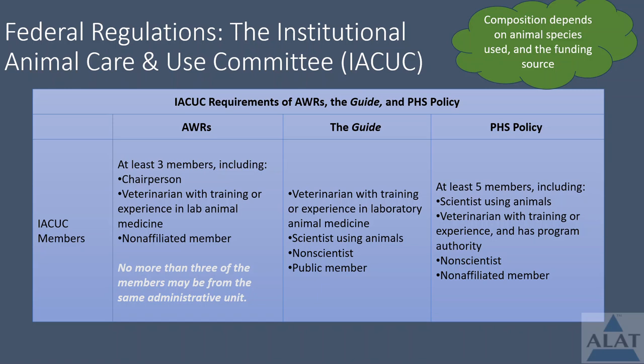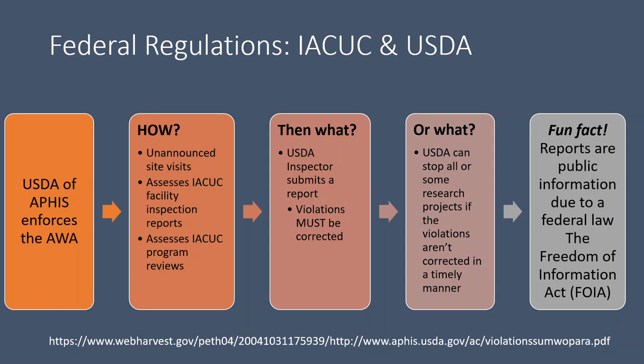Regardless of composition, the IACUC reports to the institutional official, IO, which is often the Chief Executive Officer, CEO. The IO requires proper authority to provide resources to stay within compliance. Federal regulations. IACUC and the USDA. The USDA's Animal and Plant Health Inspection Service, APHIS, enforces the Animal Welfare Act, AWA.